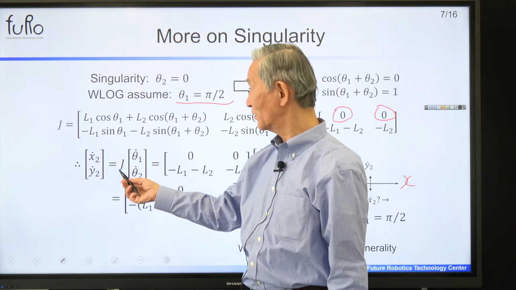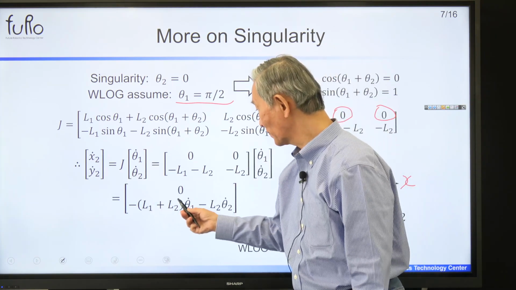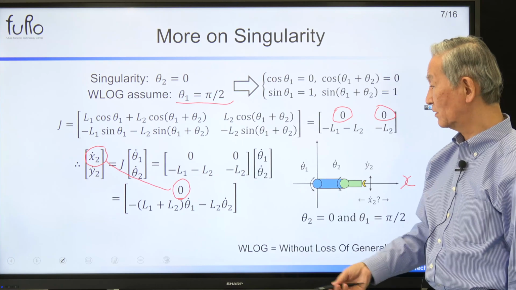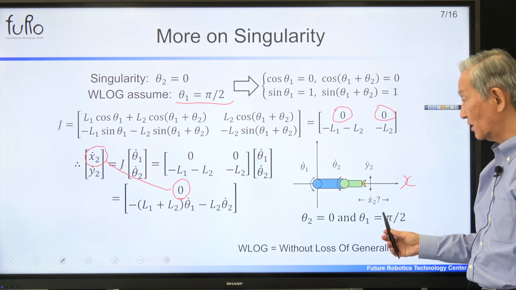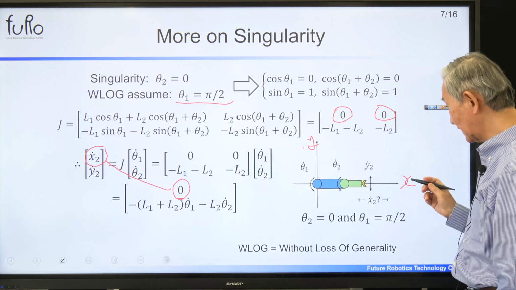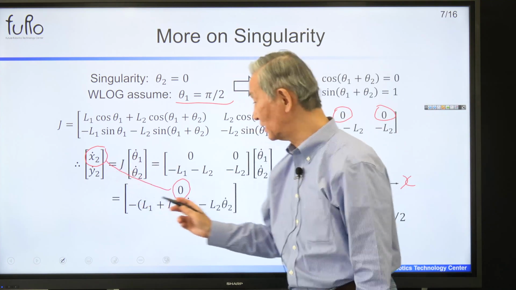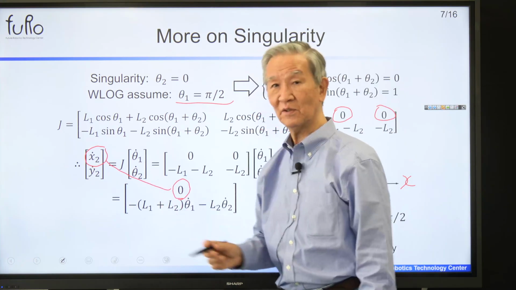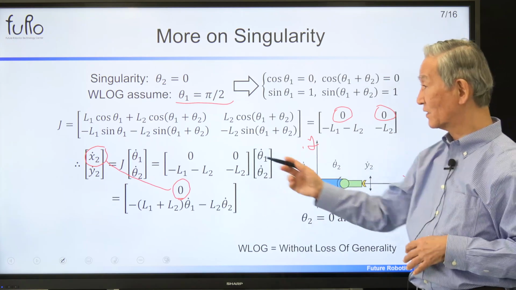So if you multiply that Jacobi matrix to theta 1 dot, theta 2 dot, what's going to happen is that x2 dot is equal to 0. y2 dot is equal to this one here. y2 dot is the y directional speed, and x2 dot is the x directional speed. So x directional speed is equal to 0, regardless of theta 1 dot and theta 2 dot. So regardless of how you move those two joints, x2 dot is equal to 0.